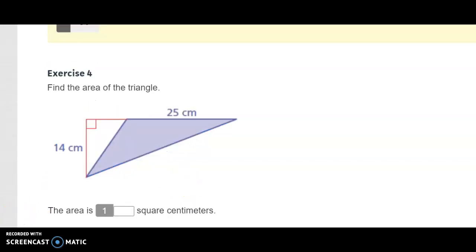Okay, this one throws you a little bit because what they've done is they've included the missing part here. Instead of drawing the 14 for the height right here, they've just drawn it outside of the actual triangle. But the same rule applies. We're going to multiply our 25 times our 14, and then we're going to divide that in half.